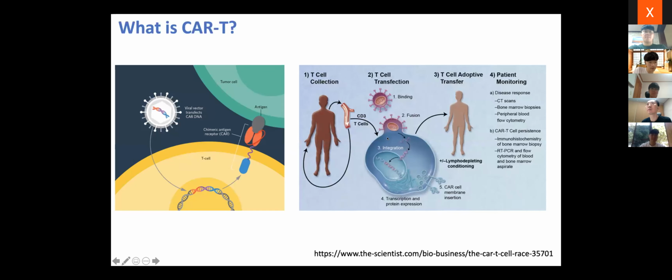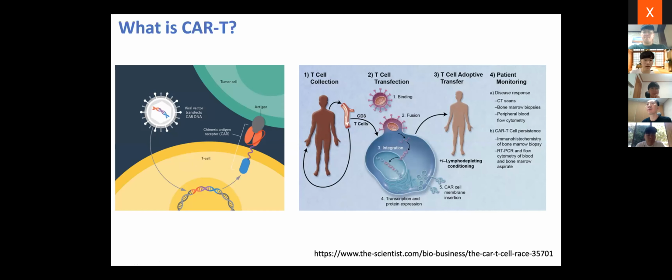So this process is usually maintained by injecting a viral vector into the T cell, which incorporates the genes inside the T cell's nucleus so that it could express proteins that have a newly generated chimeric antigen receptor.